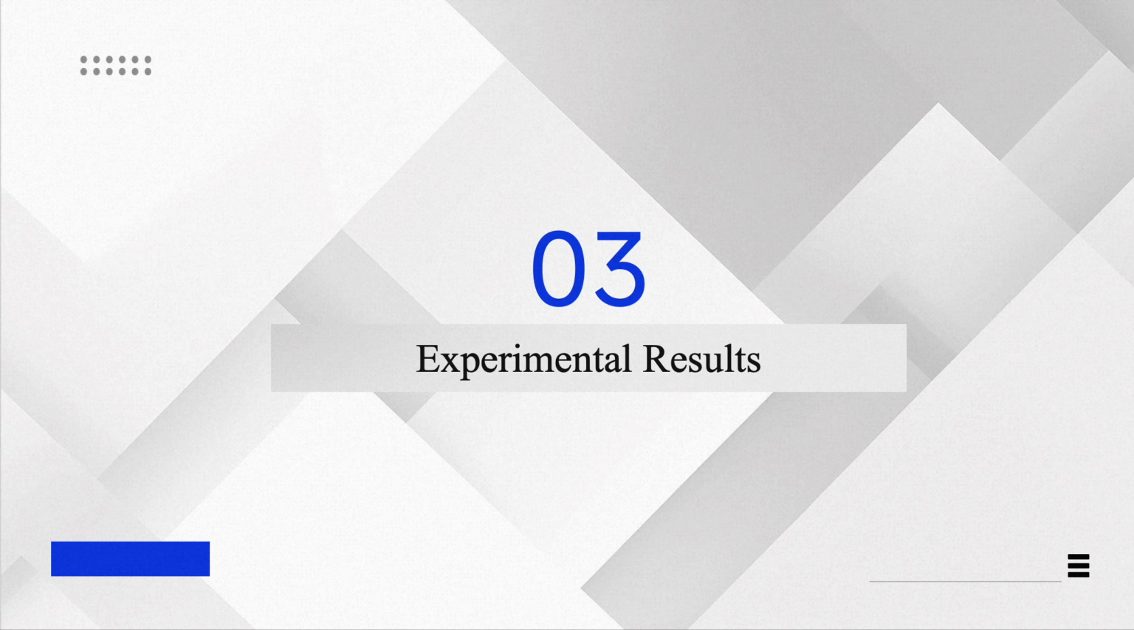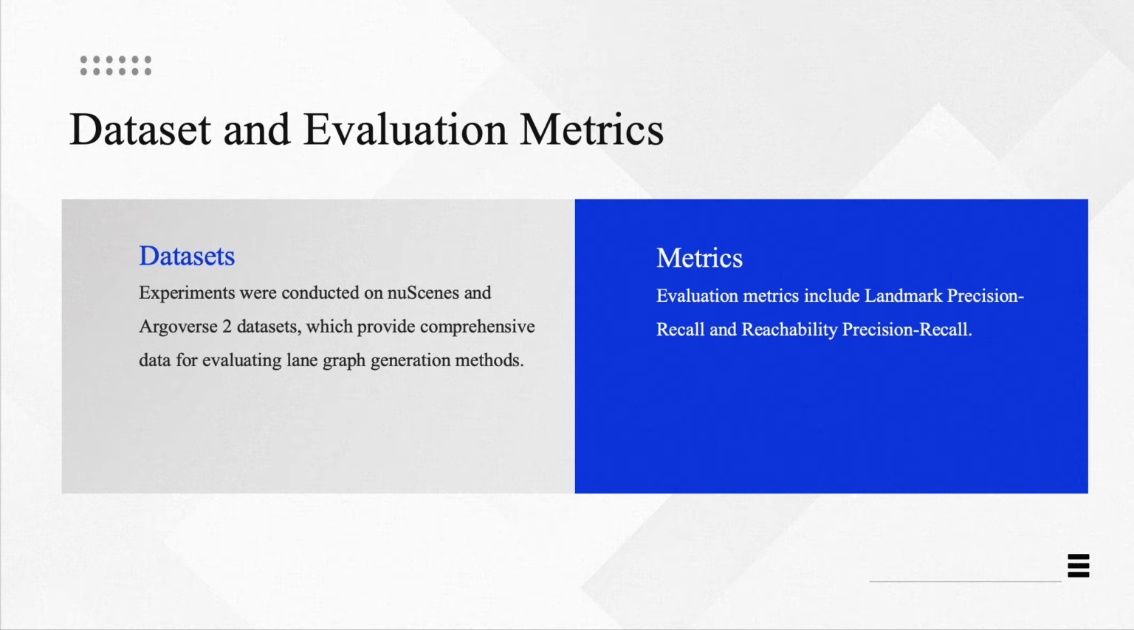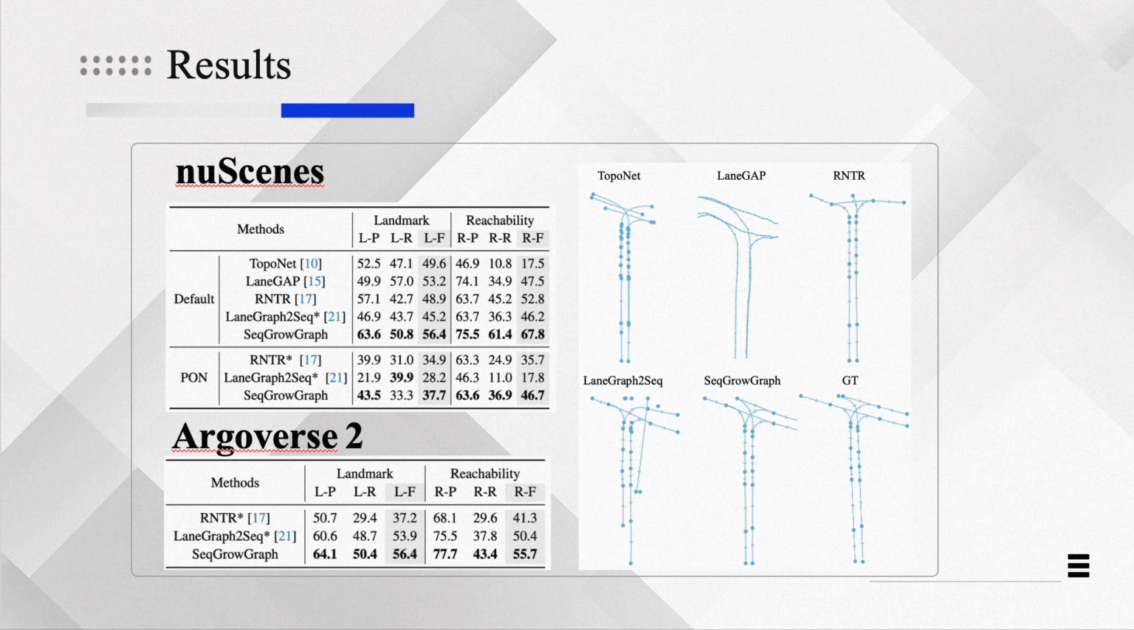Thirdly, experimental results. We evaluate our method using 2 widely used autonomous driving research datasets, NewScenes and Argoverse 2. In addition, we employ metrics including landmark precision recall and reachability precision recall. Here, landmarks mean topological nodes. The final results show we outperform previous methods in both quantitative metrics and qualitative visualizations.